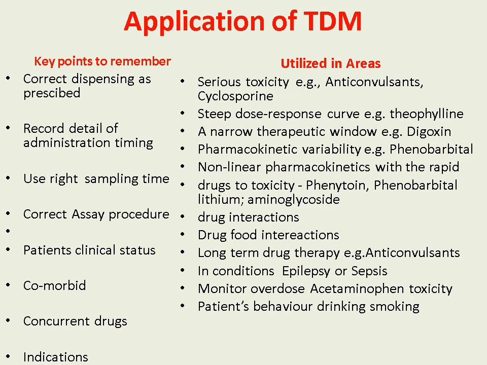It is very useful to monitor drug therapy when it is used chronically, like long-term drug therapies for anticonvulsants in conditions like epilepsy, or in diseases like sepsis. It helps to monitor overdose, and the example is acetaminophen toxicity, which causes a severe event of liver failure. It also helps to predict patient behavior and patient adherence pattern. Patient behavior includes events of drinking and smoking which interfere with the drug doses of some classes of drugs.